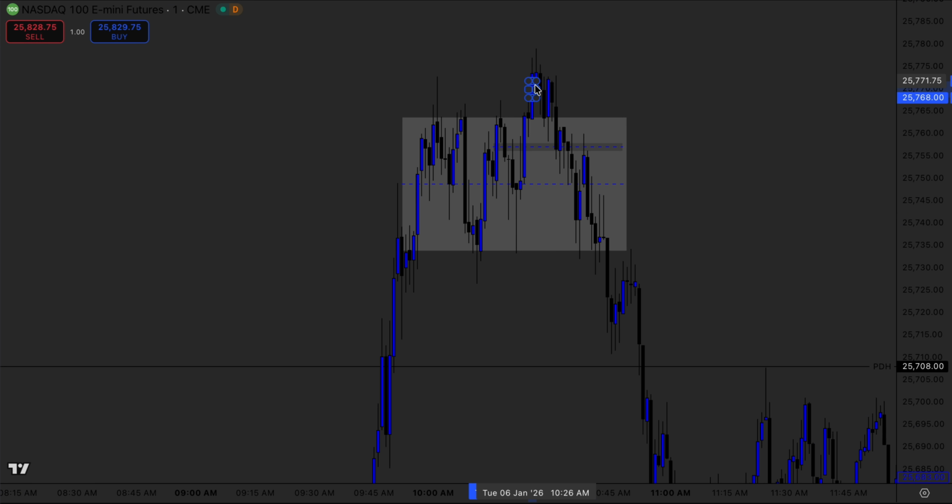We have a gap. Key to manipulation is a soup of a high and a gap. This gap right here is important because we took out this high. So we soup this high. What happens? We inverse this gap. We go one more time up. Then we go close back below.